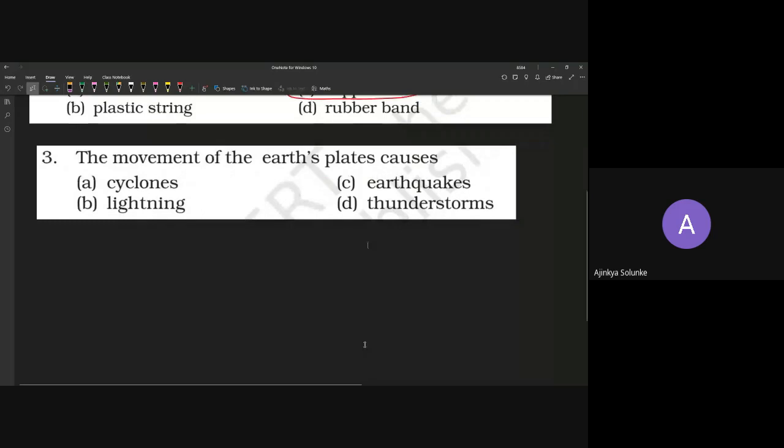The movement of the Earth's plates causes what? A very simple question. Not even that much hard. Yes, definitely. Ria correct, Nirija correct, Sanika correct, Vishal correct, Shubham correct, Subodh, yes, Sachi correct. The answer is earthquakes. If the Earth's plates are moving, it must be causing earthquakes.